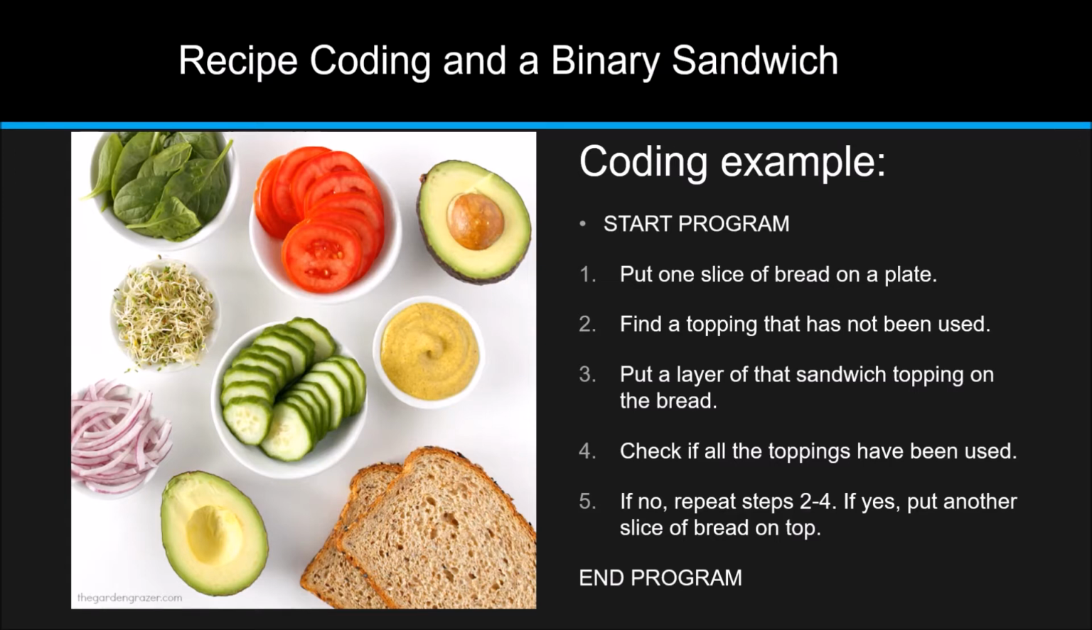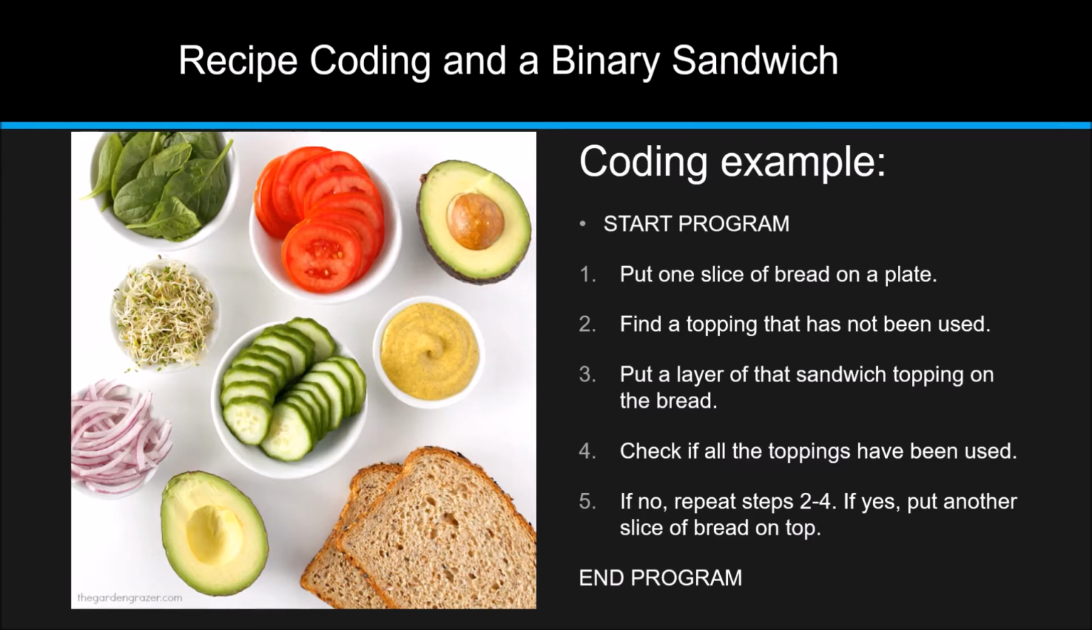So let's say we say start the program. Put 1 slice of bread on a plate is one step in a program. So if you're the coder, you would write a line of code to tell someone to make a sandwich. Put a slice of bread on a plate. The next step is find a topping that has not been used. So here you can see we have lots of toppings. We have some tomatoes, some pickles, some onions, avocados. We have a lot of different toppings.